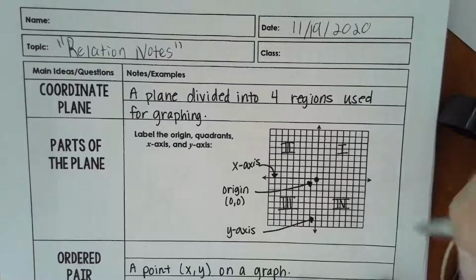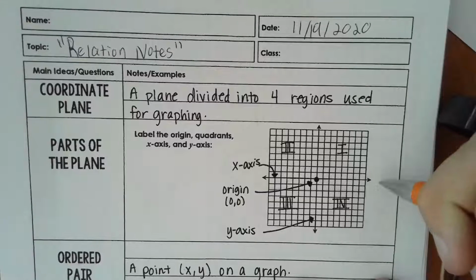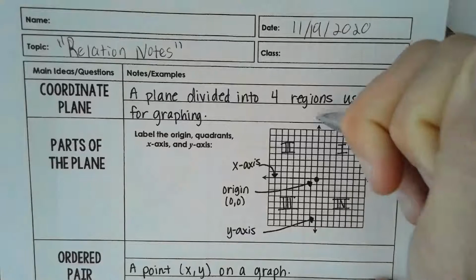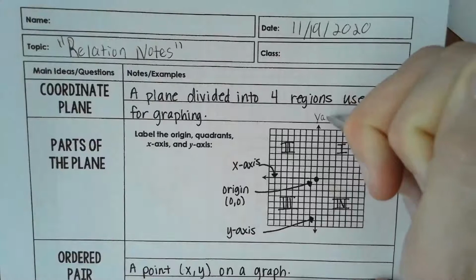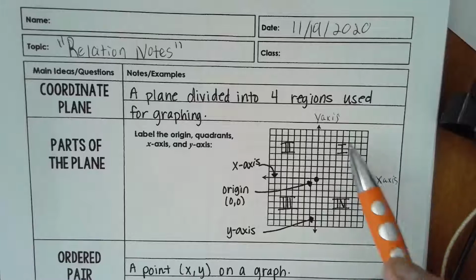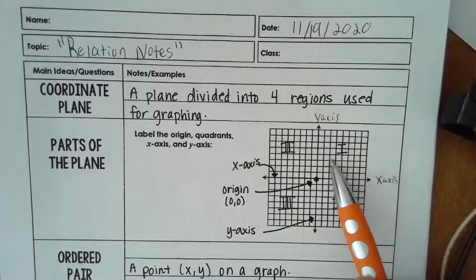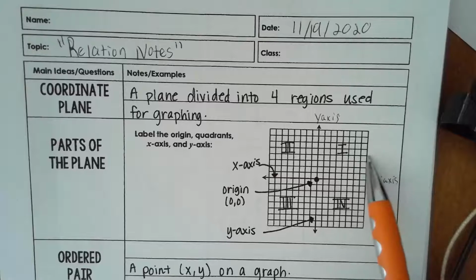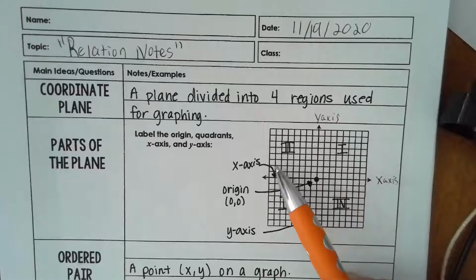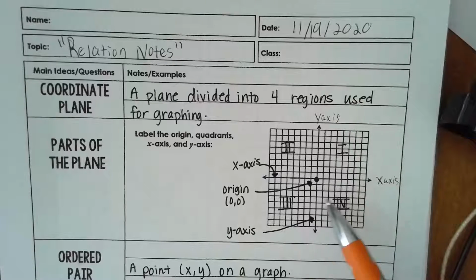Now on your notes, there's a spot right here for the x-axis and right here for the y-axis. And then there's 4 boxes for each quadrant. Remember, top right is quadrant 1. And then it goes counterclockwise around. Quadrant 1, quadrant 2, quadrant 3, and quadrant 4.